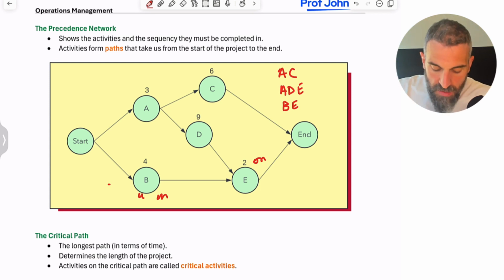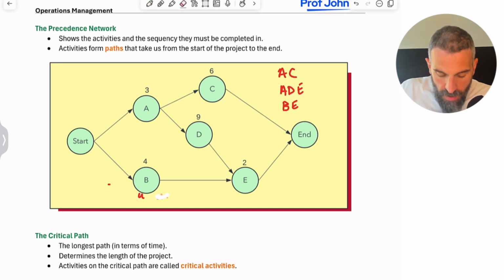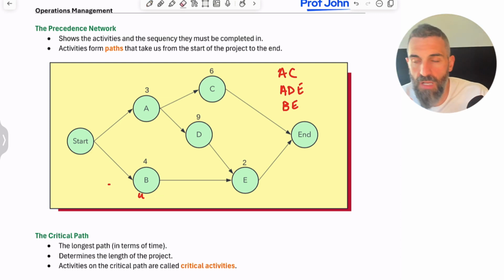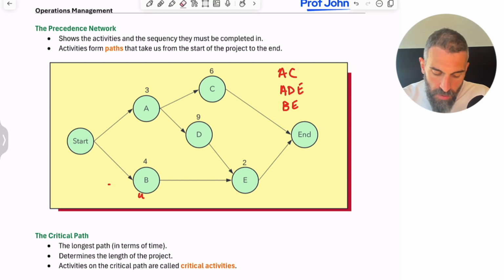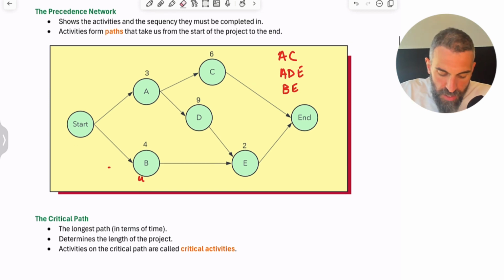C is going to take 6 weeks. D is going to take 9 weeks. And with this, we can estimate how long the entire project will take. Now, I said earlier that you have 3 paths. You can have 3, 4, 5 paths. You can have as many as you want.